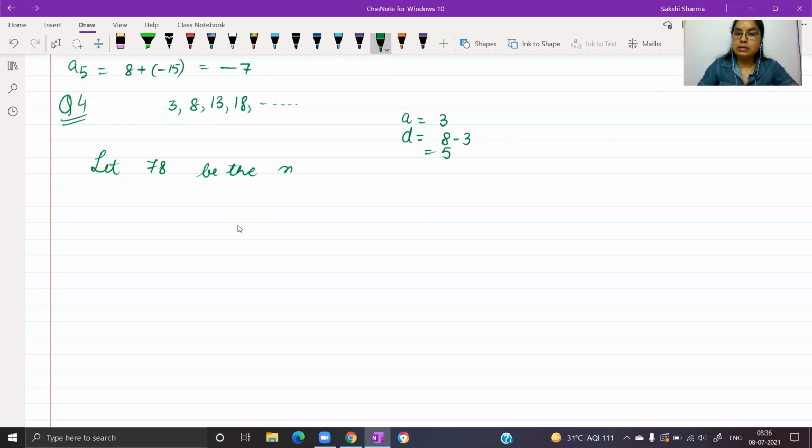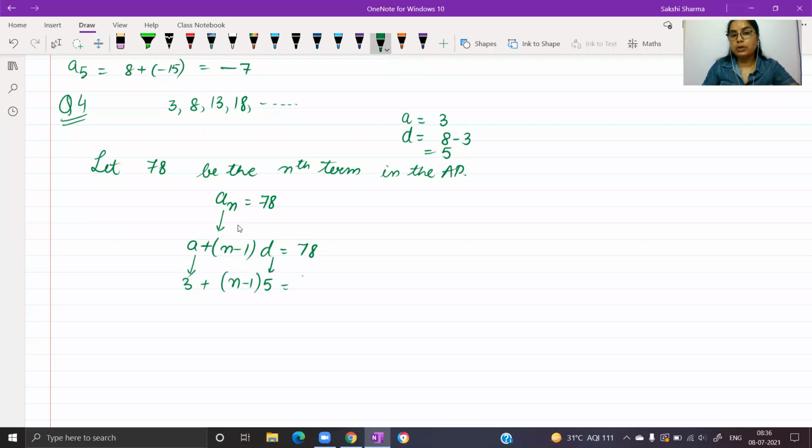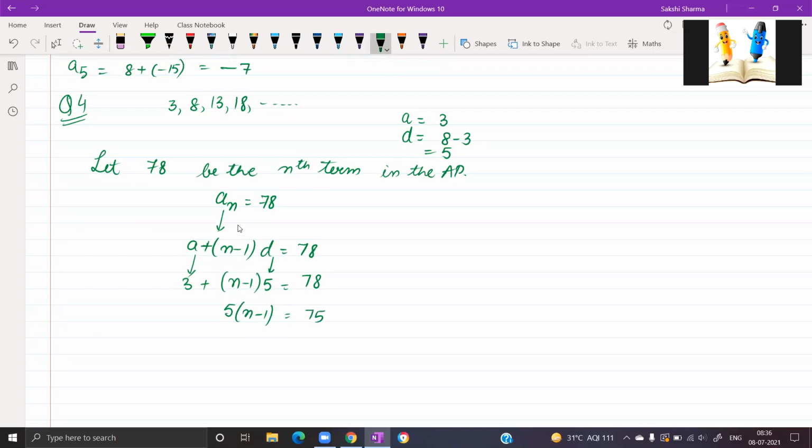Let 78 be the nth term in the AP. That means an equals 78. Apply the formula. We have the values for a and d. Use the values. Simplify your equation and find out the answer. n equals 16.